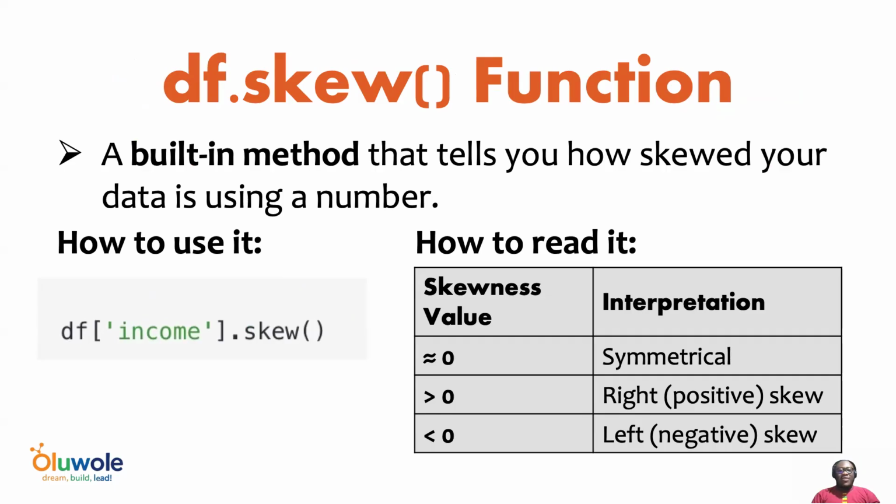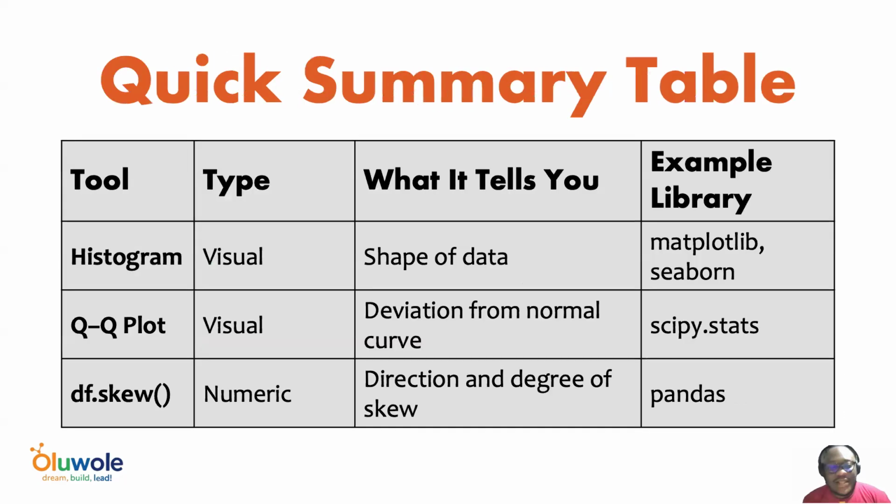If our value is equal to 0, it is symmetrical. When something is symmetrical, we mean that it is balanced. But if your value is greater than 0, then we have a right, positive skew. And if it is less than 0, it is a left, negative skew. So you can see that all of them almost follow the same rule, but they are used differently. You're always having either left or right.